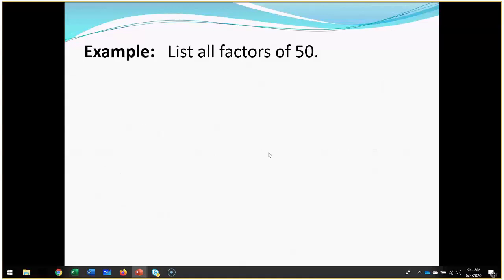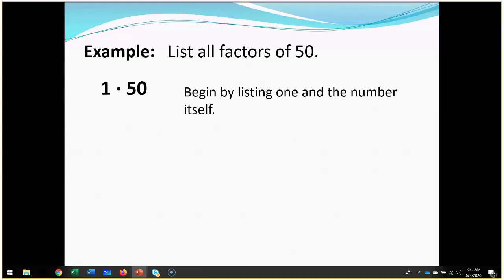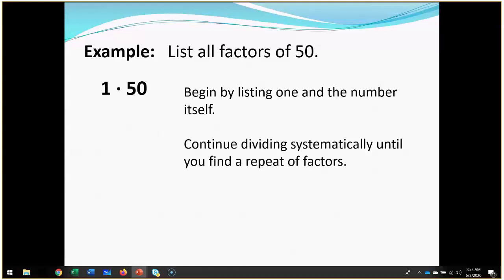So here's another one. All the factors of 50, starting with 1 and 50. Then I'm going to go to 2. 2 works. Its pair is 25. 2 times 25 is 50. Then I'm going to go to 3. 3 doesn't work. Then I'm going to go to 4. Then I'm going to go to 5. 5 is the next one that works because 5 times 10 is 50.